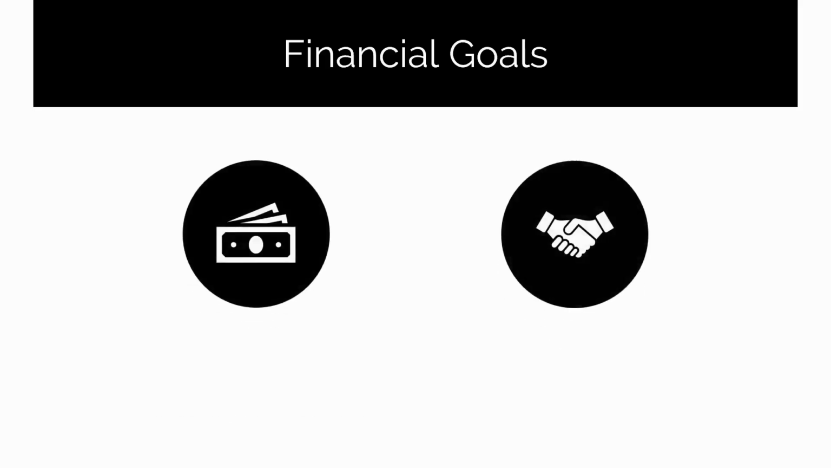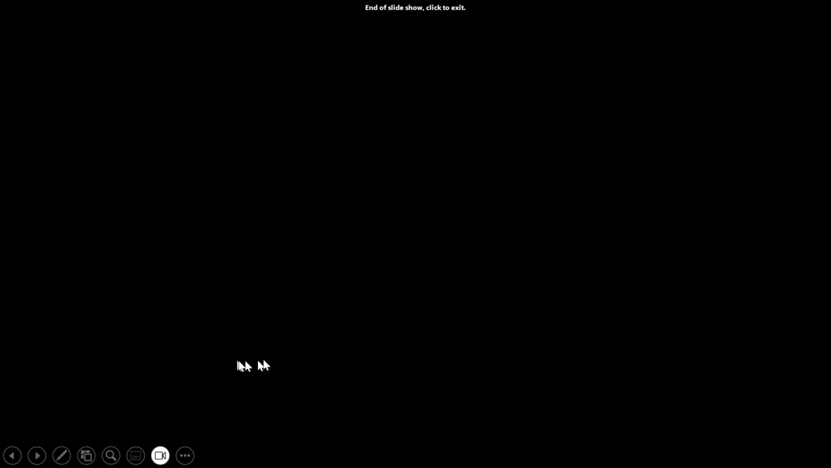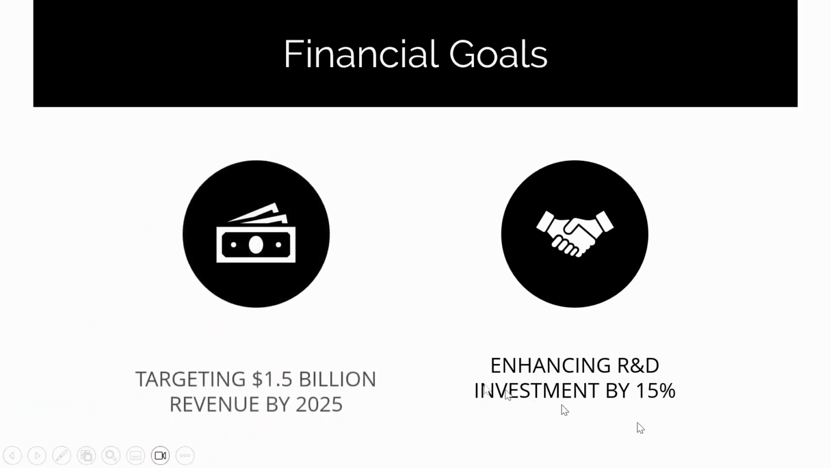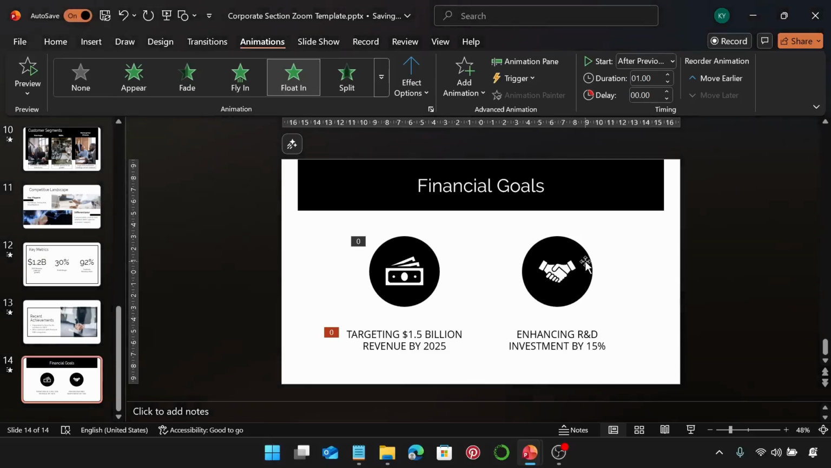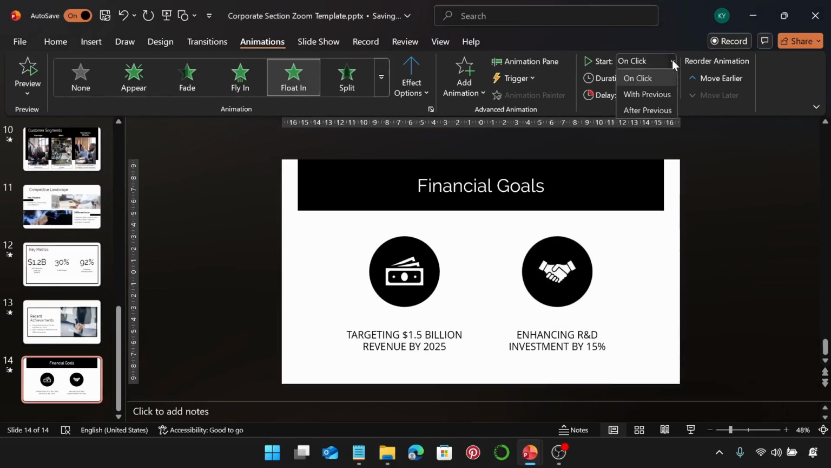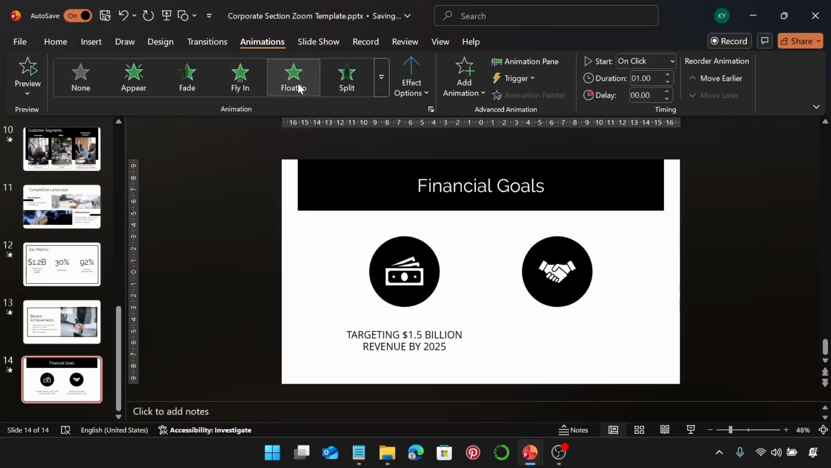Okay, so let's see what it looks like in the slideshow view. We're going to start our slideshow, and this is not what I was going for. I wanted this to come in, then this, then this and this. So what I'm going to do is just delete those two animations. Let me run the animation again. So we have these two coming in. Now I can select this one. I'll just do one by one, and I'm going to do this one after previous. I'm going to do float in, and then after previous.